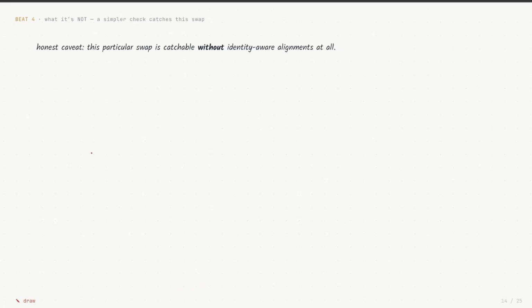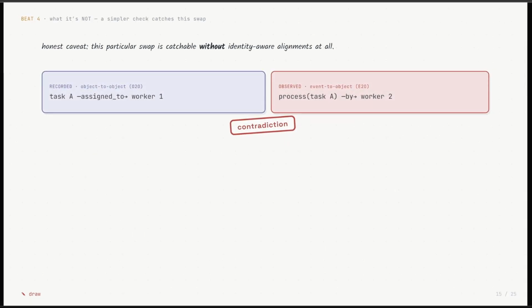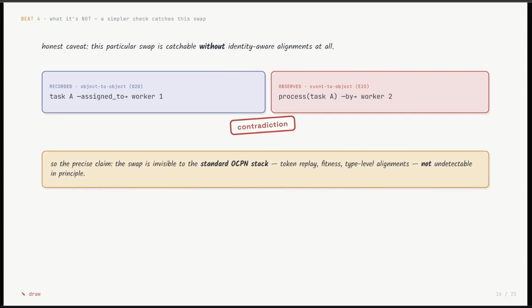So if you're watching this and you know of OCEL, you might tell me, yeah, but we can check this with your O2O and your E2O table, and you'd be correct. So if here we have task A that is assigned to worker 1, and then the process of task A is done by worker 2 in your E2O table, you have a contradiction here, and you don't need alignment, you don't need all what we have been talking about.